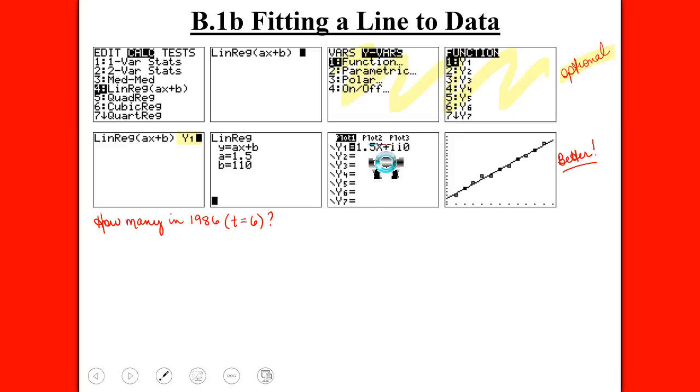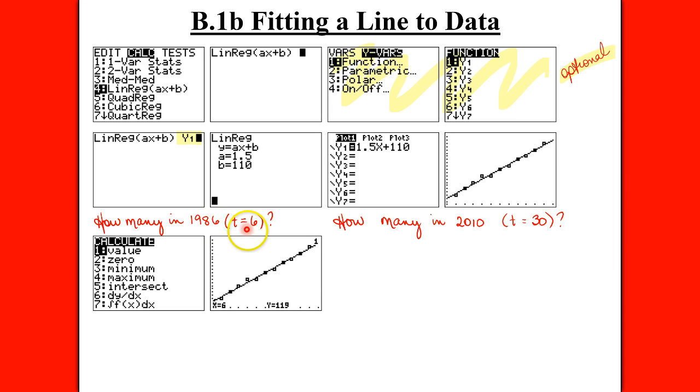So we started with saying, okay, in 1986, t was equal to 6. So we went to second trace, which is our calculate menu, and chose number 1, value, and said, okay, when x is equal to 6, tell me the y value. So we hit enter, and it told us 119.